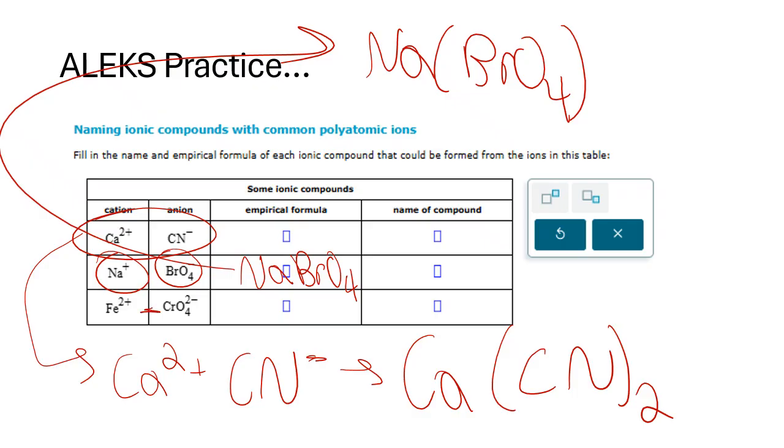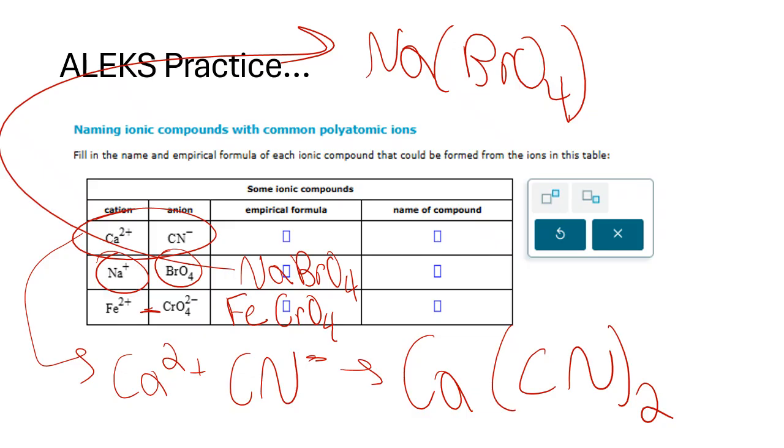Same thing with this next one. We have iron and chromate. Those just cancel each other out because they have the same charges. Now, the naming of the compound is going to take some time.